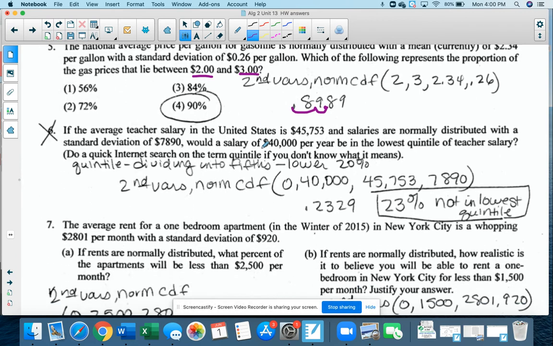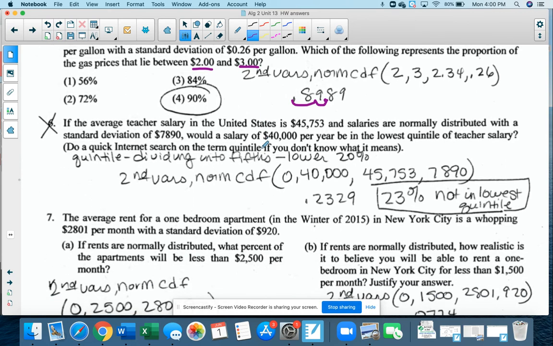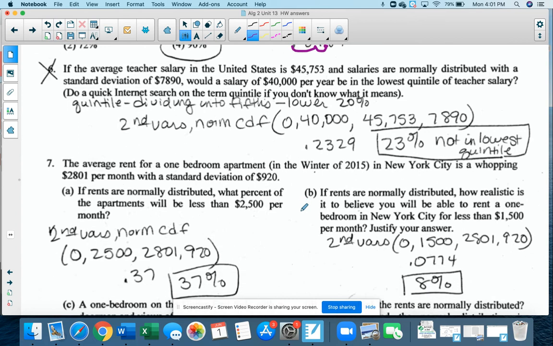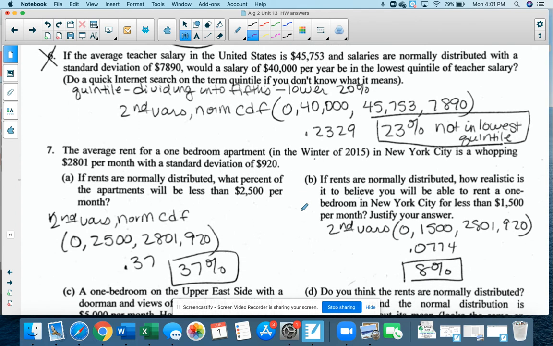Okay. 6, I said you could skip. They talk about a quintile. A quintile is basically dividing this into fifths. So I was looking for the lower 20%. So again, I put all of those numbers in there, my lower, my upper, my mean, and my standard deviation, and I get 0.2329. So I really got 23%. That is not in the lowest quintile. But you did not have to do number 6. I just have that there in case anybody did try it.